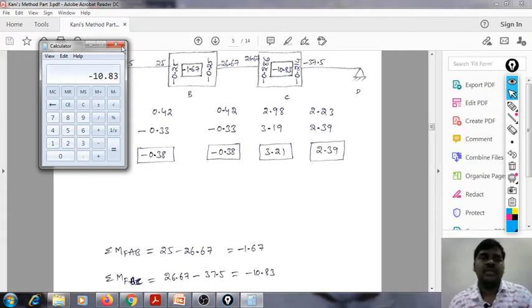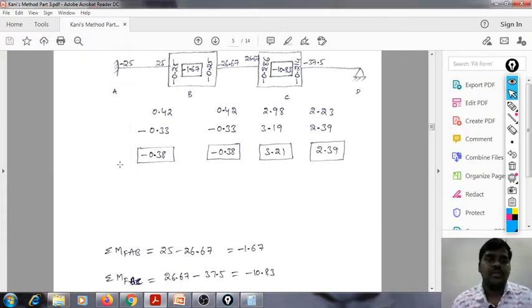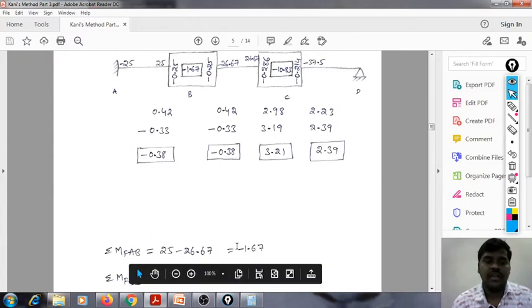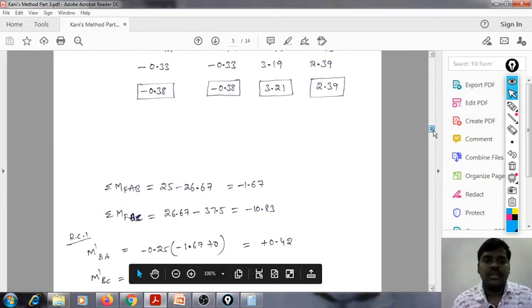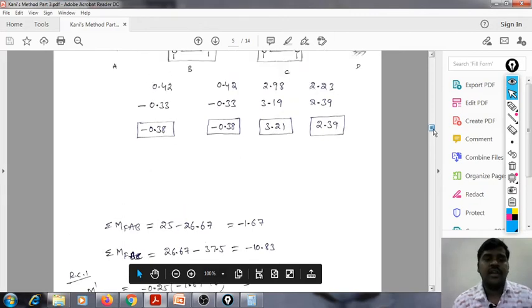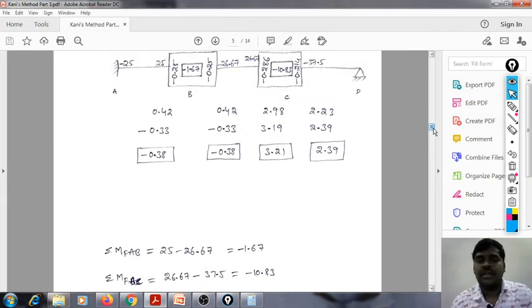So this is the sum of the moments. Sum of the moments here I have done already. This is minus 1.67 and also minus 10.8. So RC1 you cannot write RC1 directly. So just for understanding I have written RC1. So how we have got this 0.42 value, that I will tell you now.